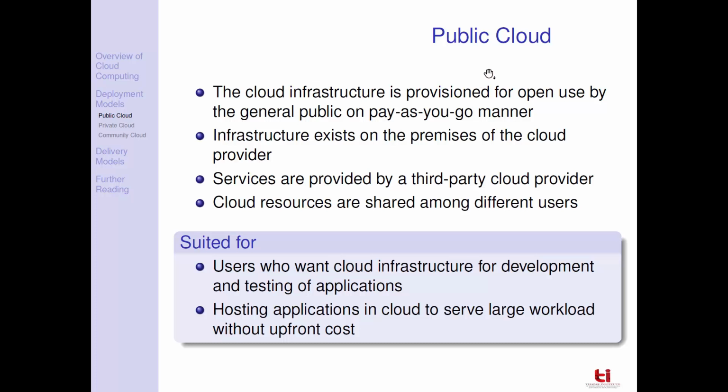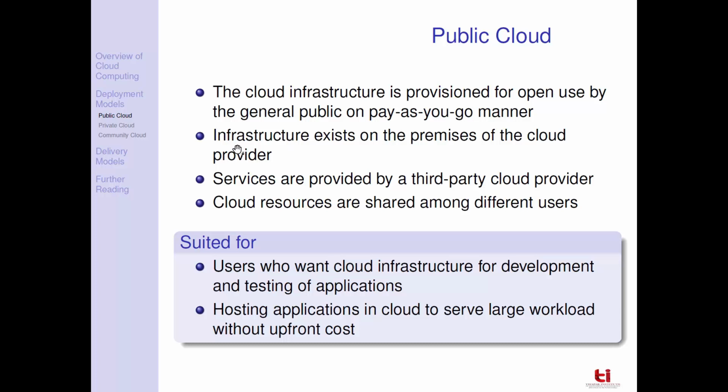So the first one is public cloud. In public cloud, the cloud infrastructure is provisioned for open use by the general public on a pay-as-you-go basis. So that means any firm, industry, organization or individual user uses the cloud computing services provided by a third-party cloud provider over a public network, and it is generally available to all, right? And it is invoiced on what is used. So basically that is what is meant by pay as you go.